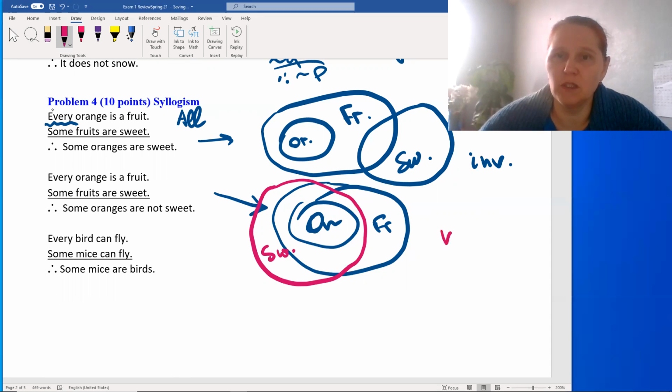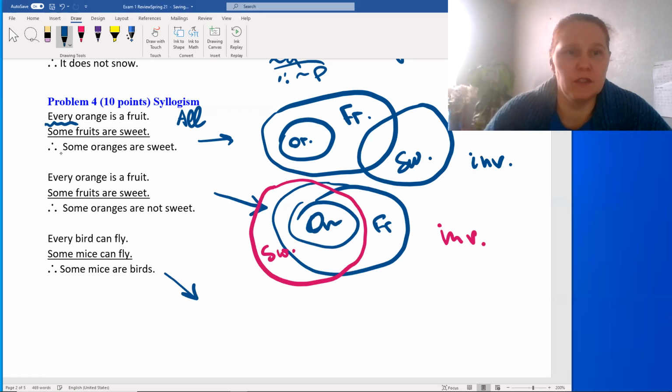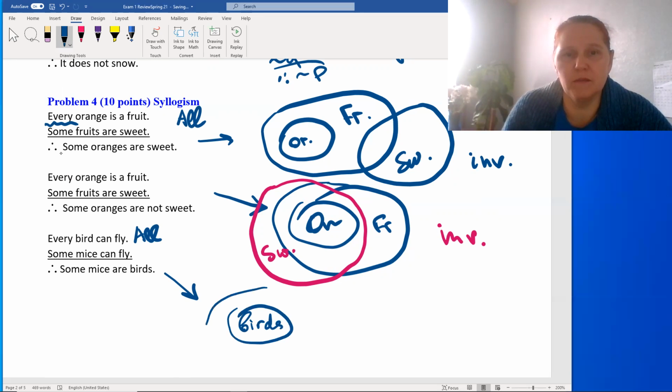So the syllogism is also invalid. And the third one, every bird can fly. So every is the same as all. All birds can fly. So birds must be inside of flying.